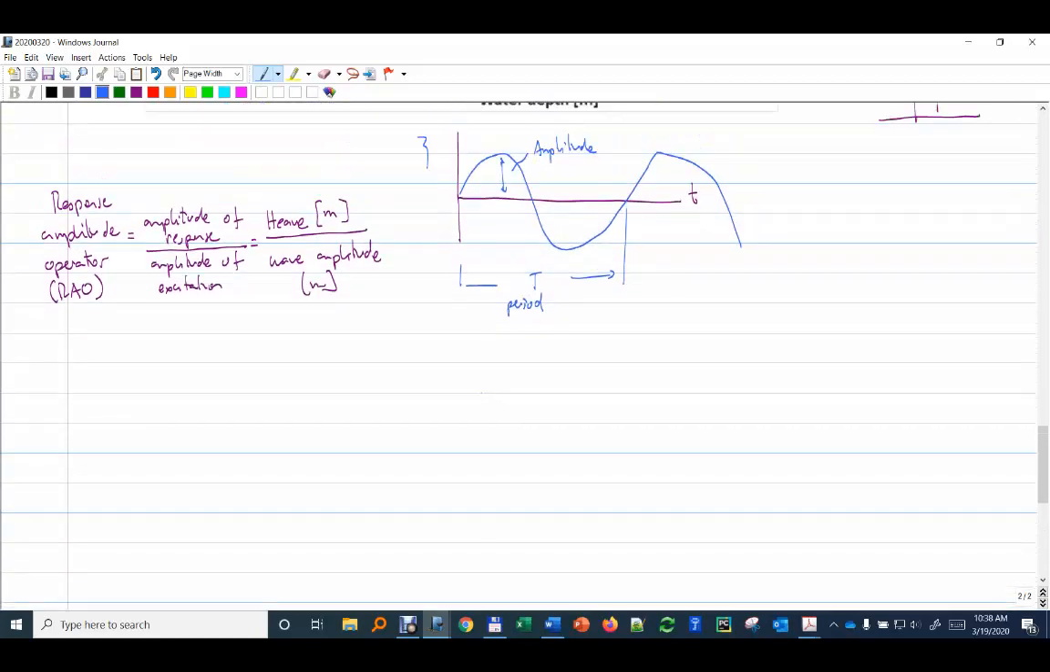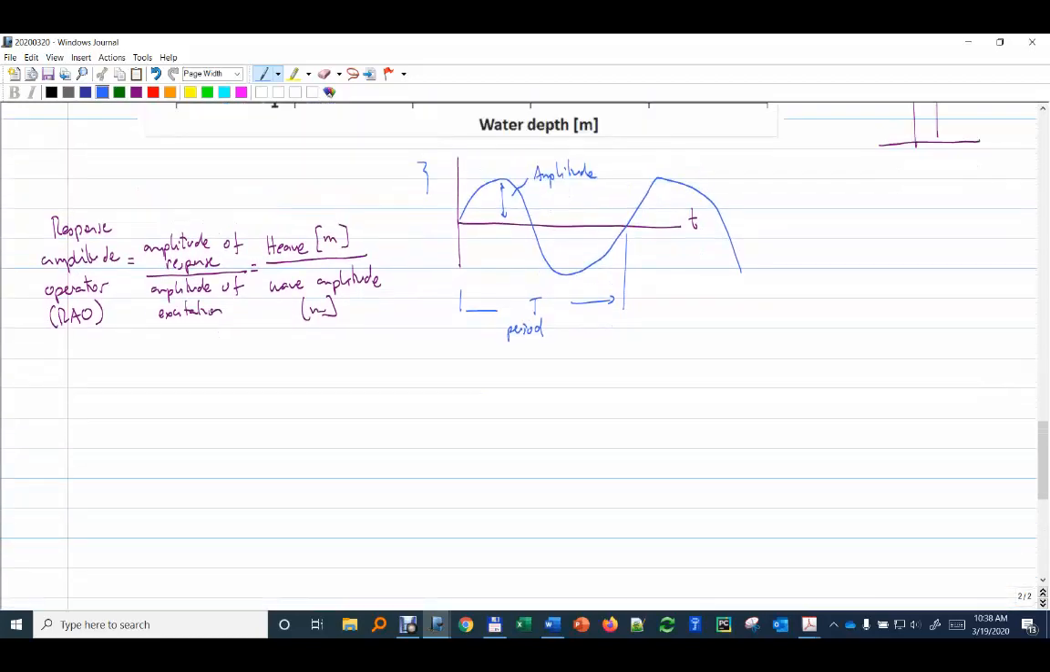So we create that ratio and then we say, well, if a wave, let's say the RAO is 2, that means that if a wave with 1 meter is impacting the structure, you're going to get a heave of 2 meters. You're going to get a response of 2 meters.